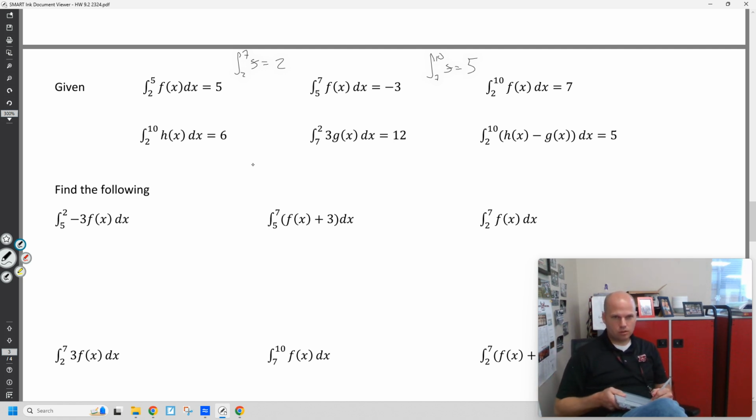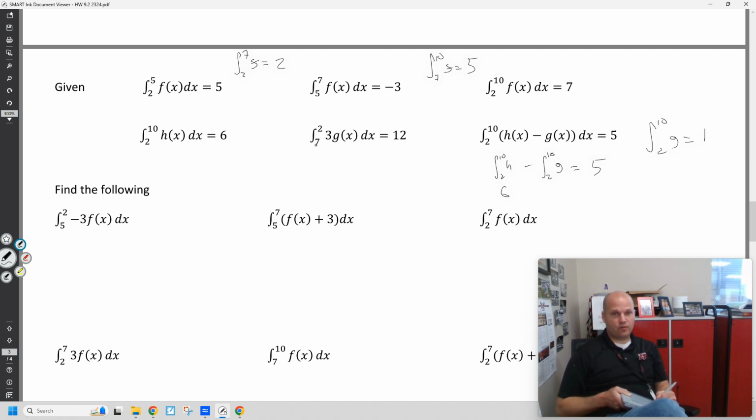Cool. H, 2 to 10 of H is 6. 2 to 10 of H minus G is 5. Well, like 2 to 10 of H minus 2 to 10 of G is 5. I know 2 to 10 of H is 6. Subtract that, I get 2 to 10 of G is 1 because 6 minus 1, that's big. 2 to 10 of G is 1.